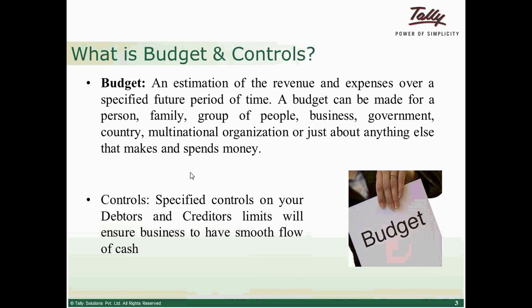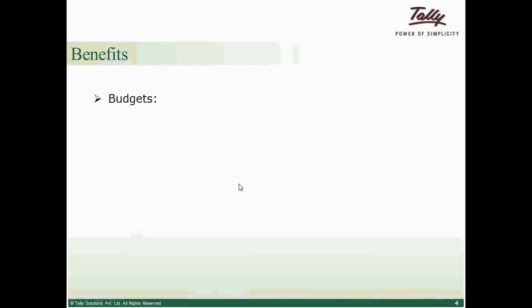And what is control? Specified controls on your debtors and creditors limits will ensure the business has a smooth flow. You want to have specific controls on your debtor and creditor limits, so I want to apply controls on them. This will give a smooth flow of cash, and will not allow my users to bill more than what is specified in the limit. Controls are just a simple aspect available in Tally. We will see how we do that also.